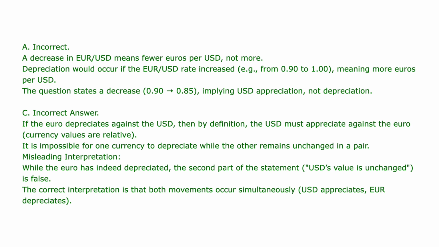Currency values are relative. An exchange rate is never an absolute value, but the price of one currency relative to another. Because currencies are quoted in pairs, it is impossible for one to depreciate without the other simultaneously appreciating. Therefore, the value of the USD cannot remain unchanged if the euro's value has moved. For the USD to depreciate, the exchange rate would have to increase, e.g., from 0.90 to 1.00, meaning more euros are required to purchase a single dollar.